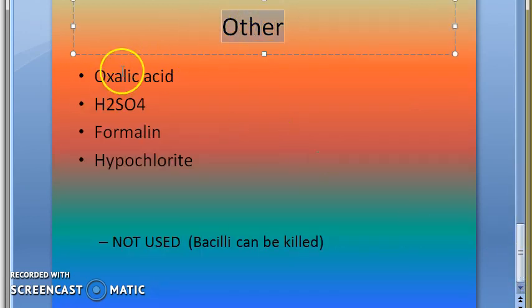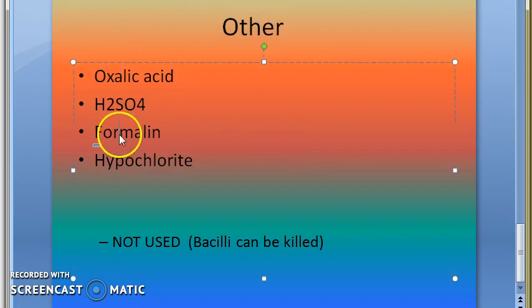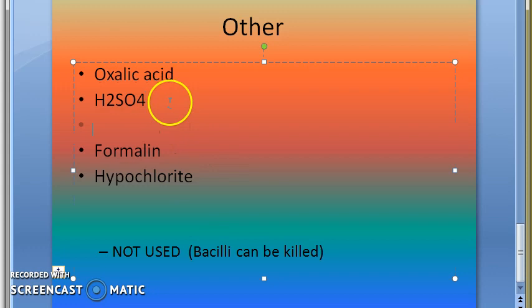Other things that you can use are oxalic acid, H2SO4, formalin, hypochlorite, but these are not used that much. Especially formalin and hypochlorite, they say can kill the tubercle bacteria itself.